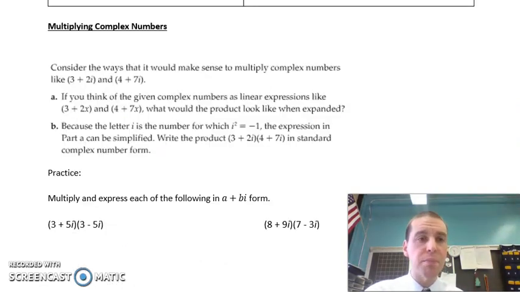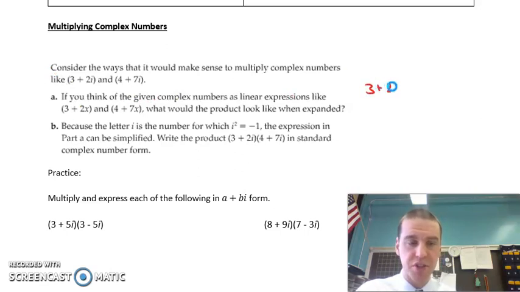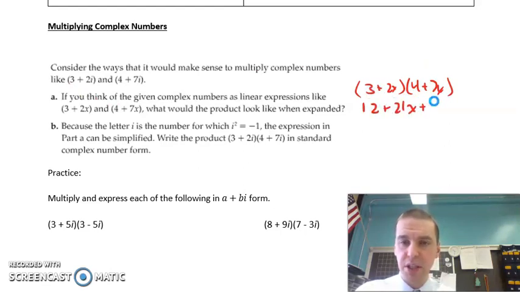Now, going on to multiplying complex numbers, it's the exact idea that we had talked about here, and this is a book's way of saying it. Think if you were given the complex number as a linear function, so 3 plus 2x times 4 plus 7x. Again, it's the same thing I did at the very beginning. I replaced the i's with x's. You get 12 plus 21x plus 8x plus 14x squared. You can always combine those, so you can get 12 plus 29x plus 14x squared.